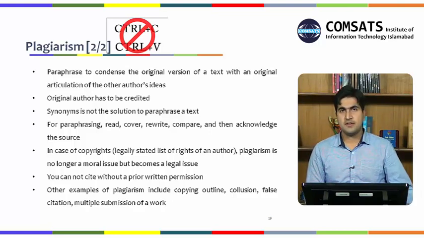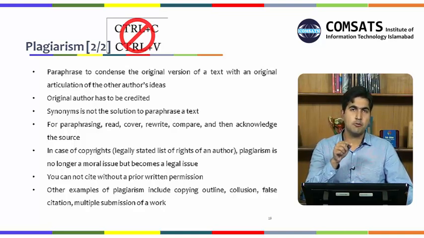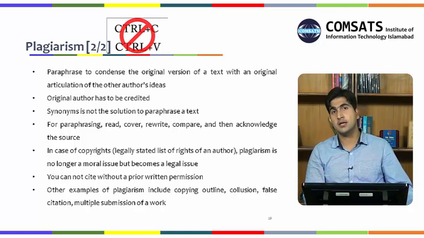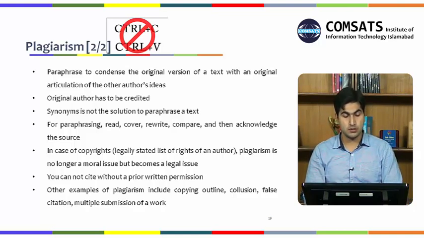Moving ahead, false citation. A is basically the individual who has written something, whereas the content remains the same, but within the bracketing, within the reference, the name of B is mentioned. So this becomes a false citation, and this also is an example of plagiarism, because A actually wrote it, whereas B is being acknowledged.